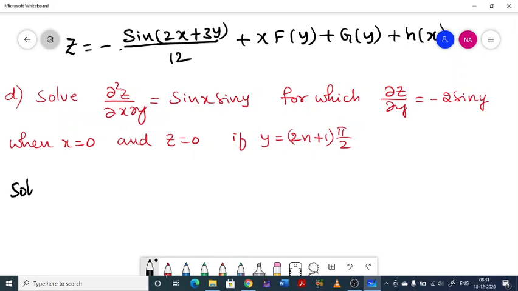Solution. So look into the given problem statement carefully. You have to solve ∂²z/∂x∂y = sin x sin y. That is the first thing. Next, you have to use the conditions ∂z/∂y = minus 2 sin y when x equal to 0 and z equal to 0 when y is odd multiples of pi by 2 to determine the constants that appear in the solution. The constants are f of y and g of x. So to determine the value of those constants, I have to use the given conditions.